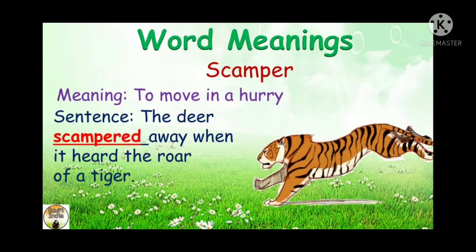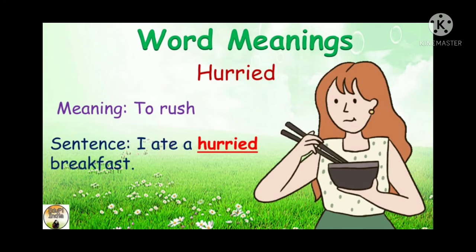Let's see word meanings. First word is scamper. It means to move in a hurry. Now use it in a sentence. The deer scampered away when it heard the roar of a tiger. Second word is hurried. It means to rush. Now use it in a sentence. I ate a hurried breakfast. But it is not good to have breakfast in a hurry.